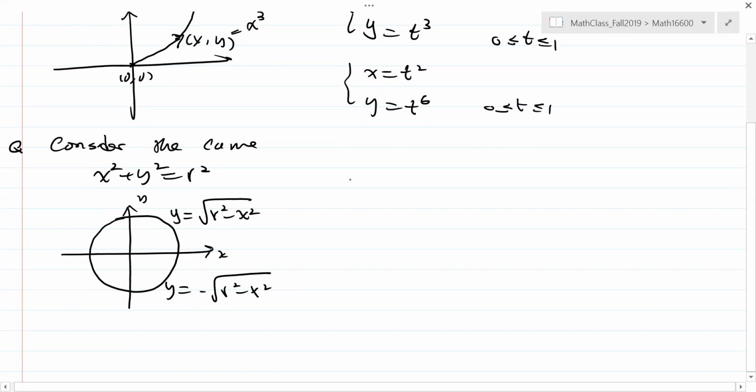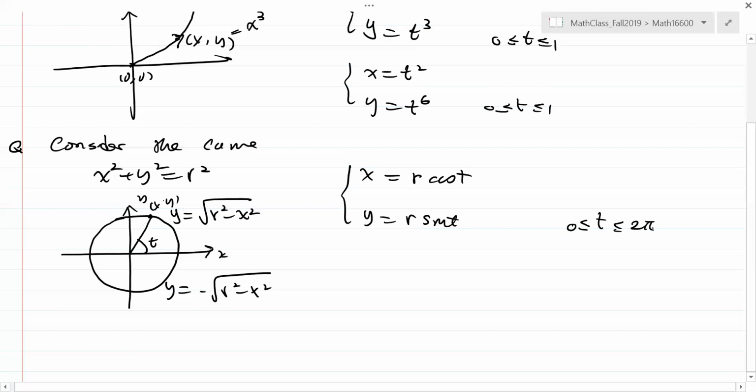But we can also use a parametric equation to describe the x coordinate and the y coordinate. How to do that? Use the angle t, okay? So x is going to be r cosine t, y equals r sine t, okay? And t is from 0 to 2 pi, so you get the complete circle. So these are parametric equations for the circle. When t increases, the point moves counterclockwise along the circle. When t equals zero, that's the starting point here on the x-axis. When t equals pi, 2 pi, you're coming back.